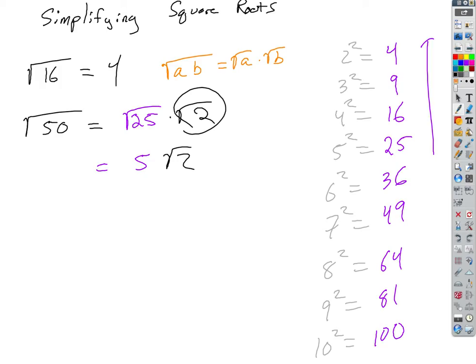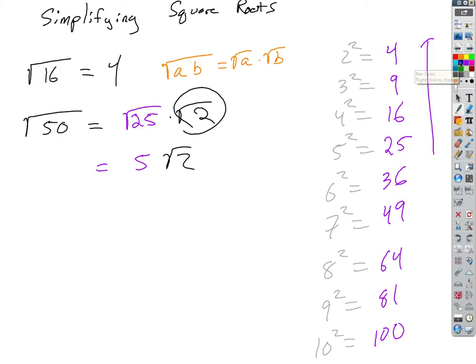The square root of 2 I can't do anything with. There's no perfect square that divides into that. The square root of 2 is a decimal, like 1.4142, and it goes on forever. It never stops. It's irrational, right? So the easiest way to write that is just the square root of 2. I can't go any simpler than that, because 2 is not a perfect square, and there's no perfect square other than 1 that divides into it, and 1 doesn't help us.